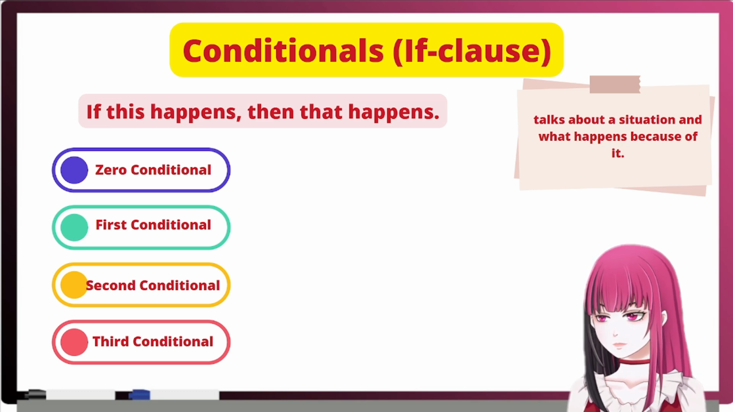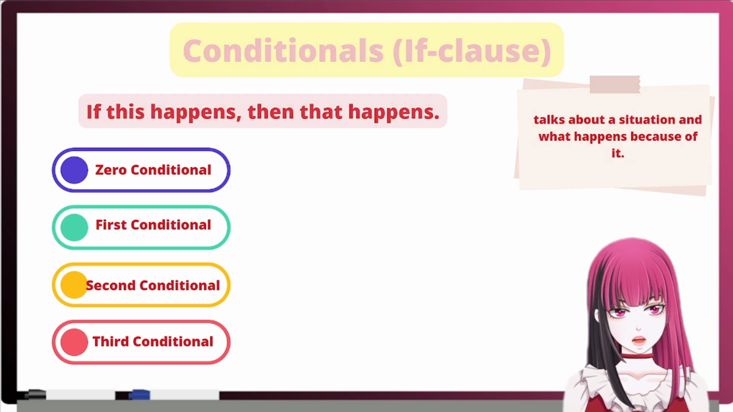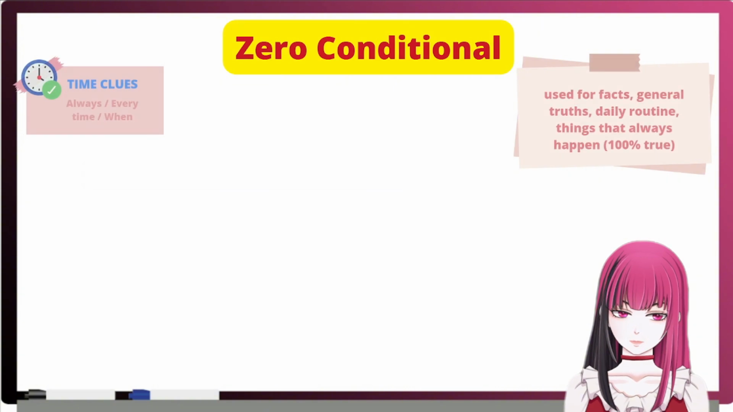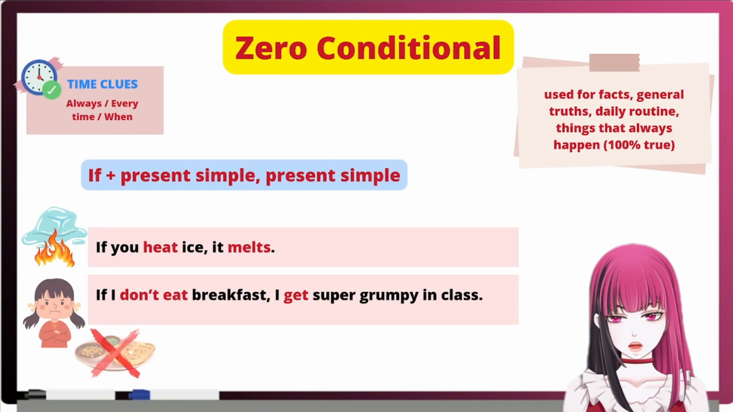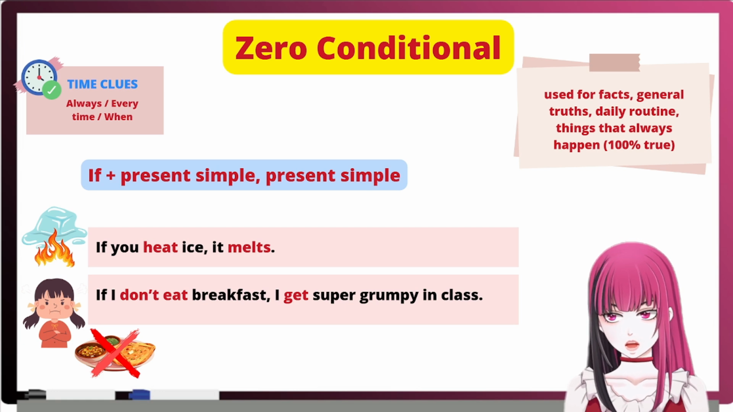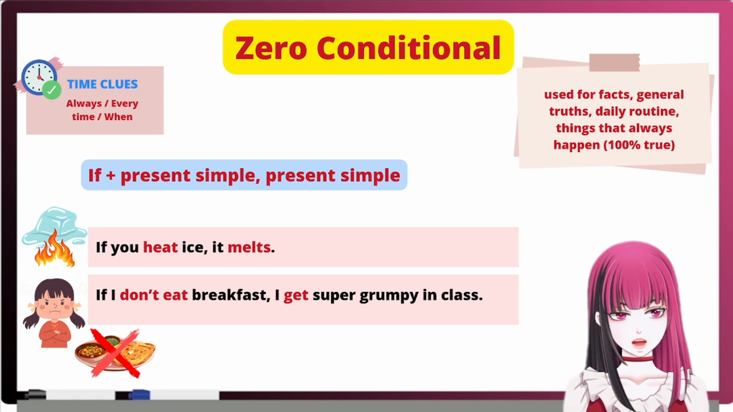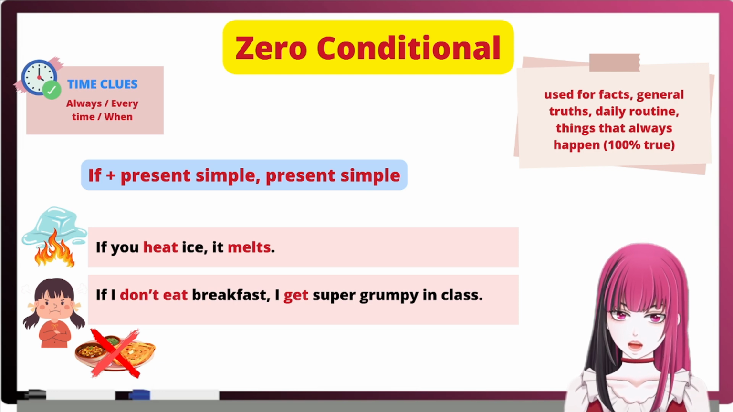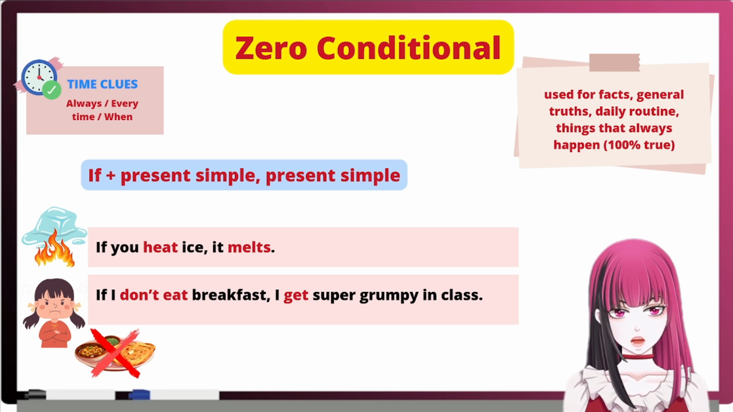This is used for facts, general truth, daily routine, things that always happen. It's 100% true. It uses if plus present simple, comma, present simple. The time clues you would always see: always, every time, when.